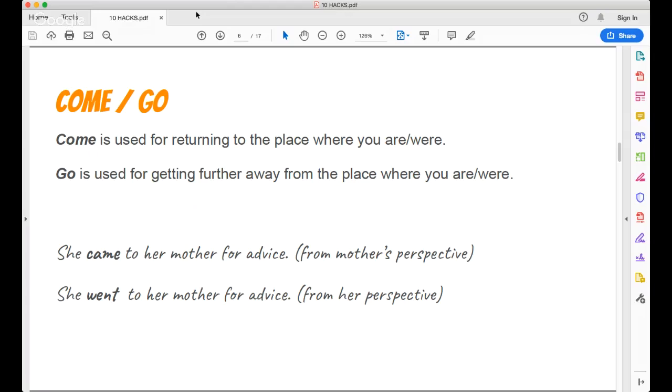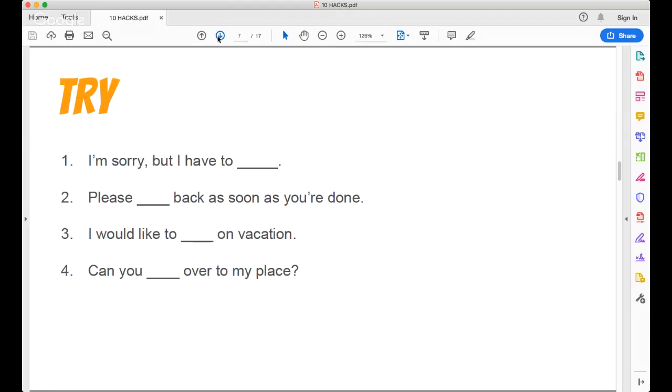So I always get questions, which one is right? Come or go? Both are right. You just have to figure out whose perspective you're taking. That's the thing. And be very careful when you do that. Very, very careful. Let's try this real quick. I know it's easy for you. Let's try it. I'm sorry, but I have to.